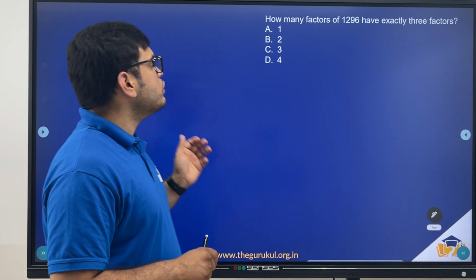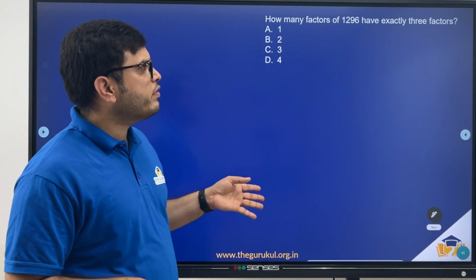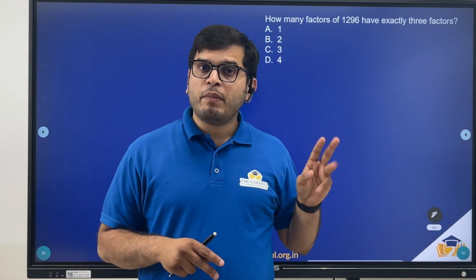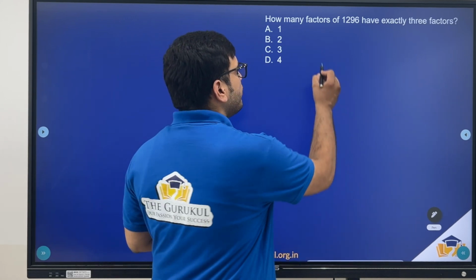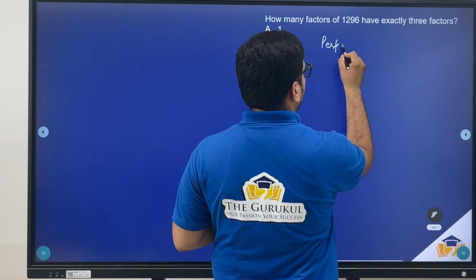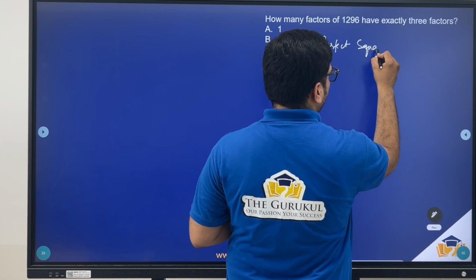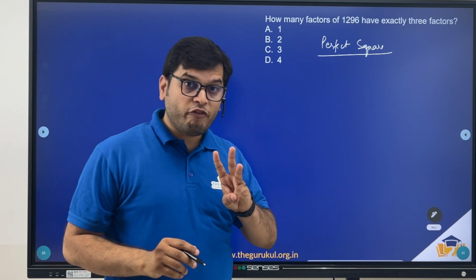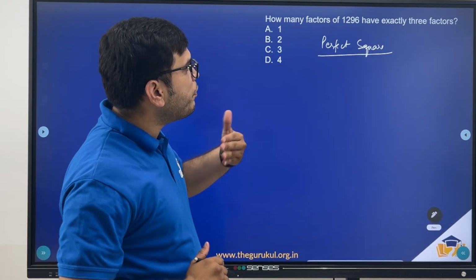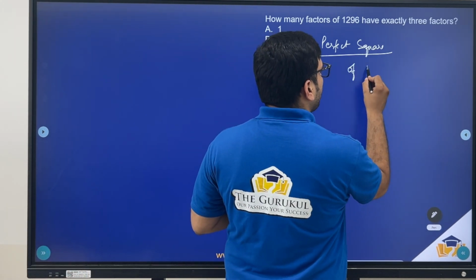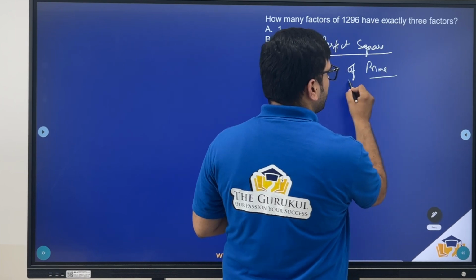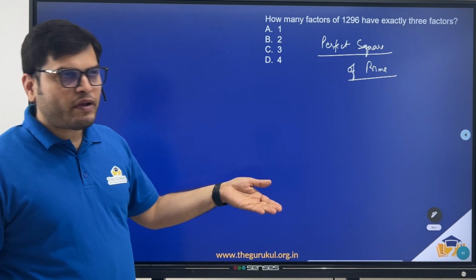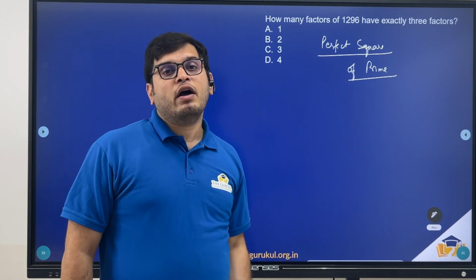Now coming to the second question, how many factors of 1296 have exactly 3 factors? So if we have any number having an odd number of factors, that means it is a perfect square. And if we have any number having exactly 3 factors, that means the number is a perfect square of a prime number. Now, how many factors of 1296 have exactly 3 factors? So those numbers should be squares of prime numbers.